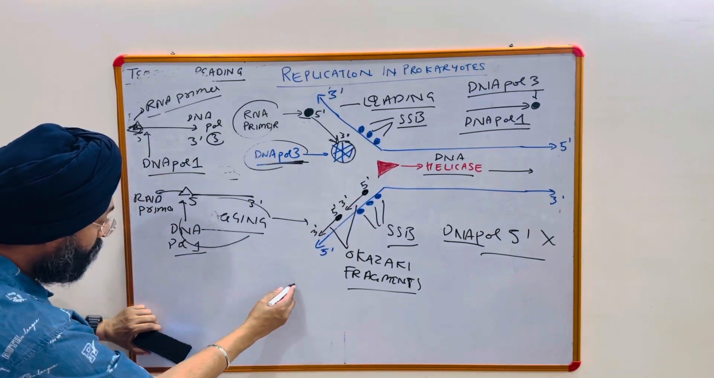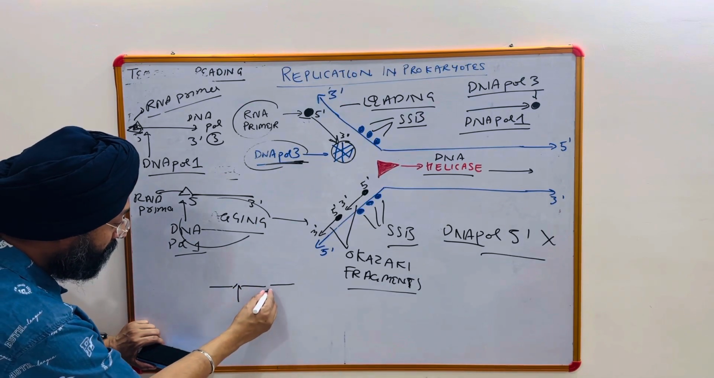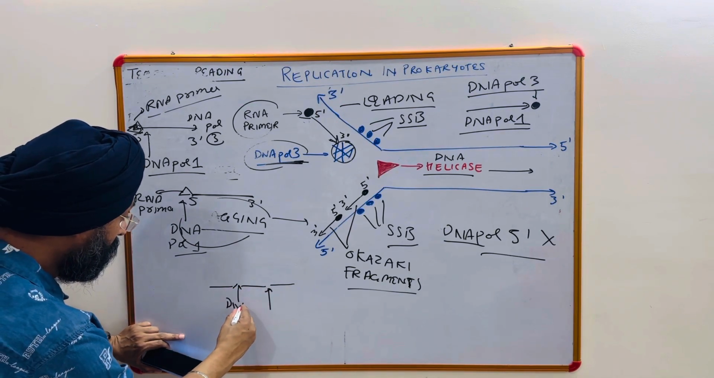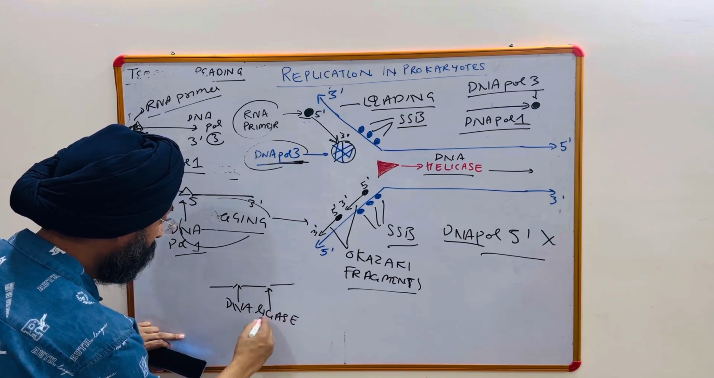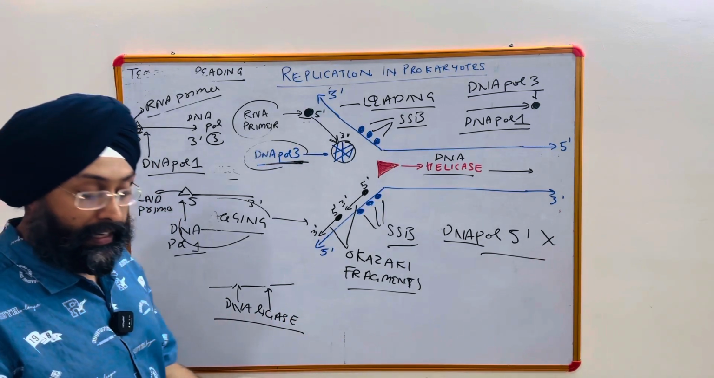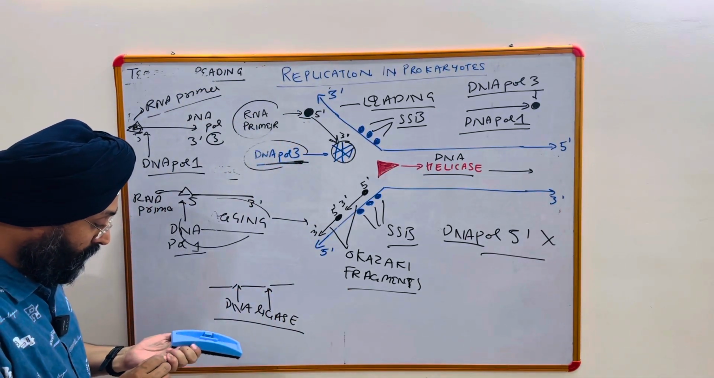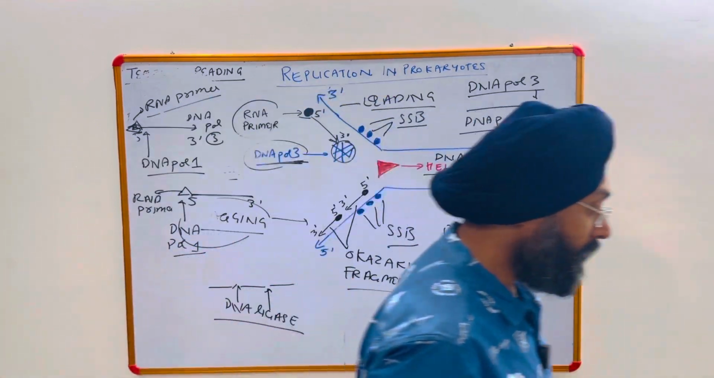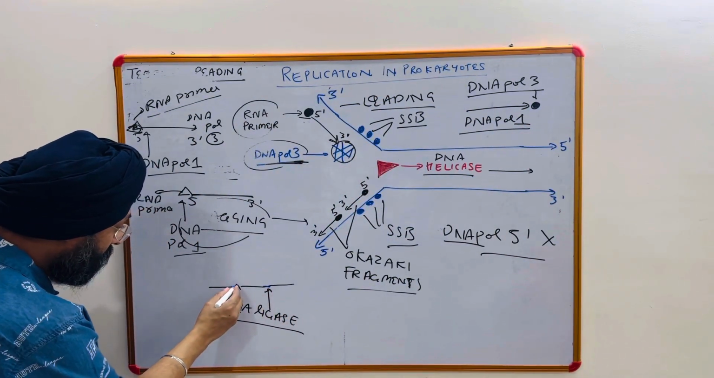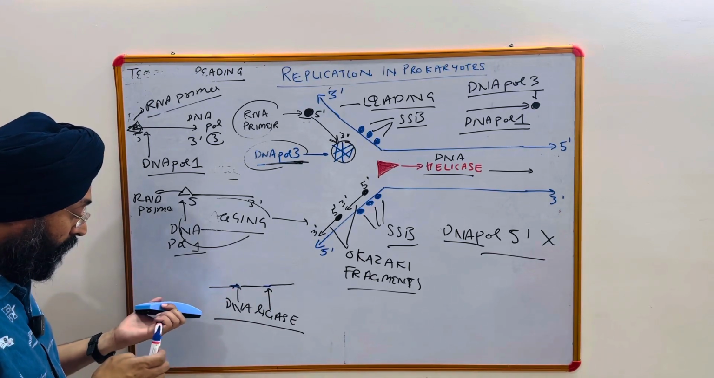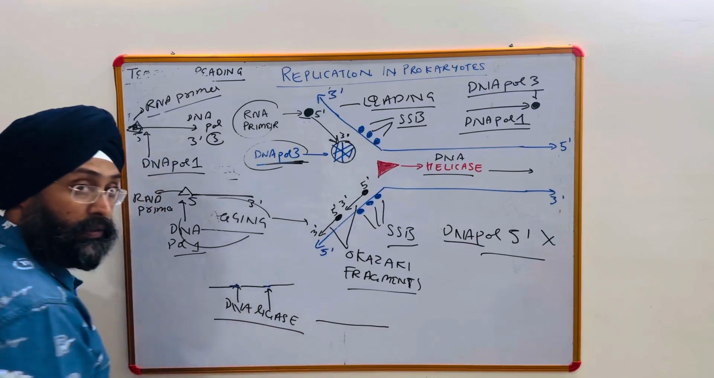In the case of Okazaki fragments, we have small fragments, and these are attached by DNA ligase, right? So DNA ligase ligates the strands. Suppose there is one blue colored strand here, the blue one is DNA ligase, it will ligate them, and there is formation of a continuous strand, that is the DNA, right?